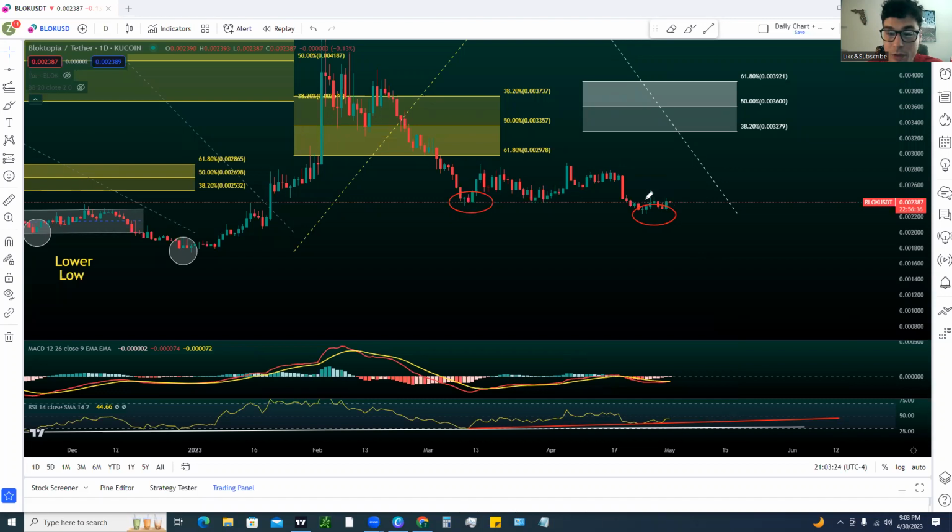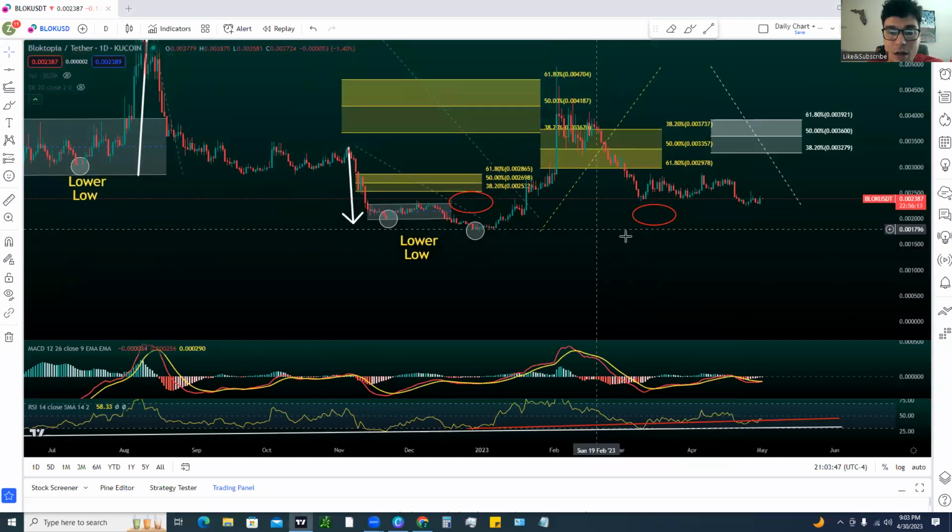And if we do get a pop, these are going to be some of the major resistance levels that we really need to pay attention to: 0.003279, 0.00360, and 0.003921. The reason being is those are the major Fibonacci retracement levels, right? The 61.8, the 50%, and the 38.2. So let me zoom out a little bit and show you guys how to use these.